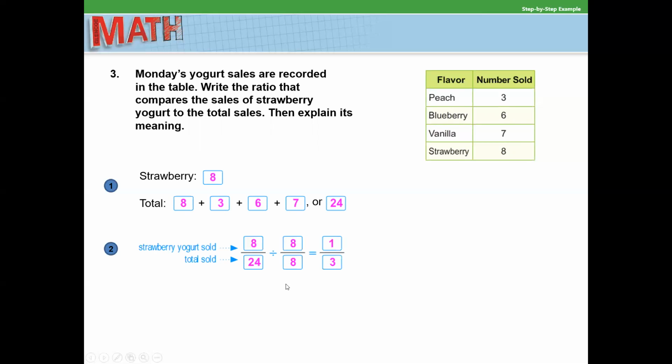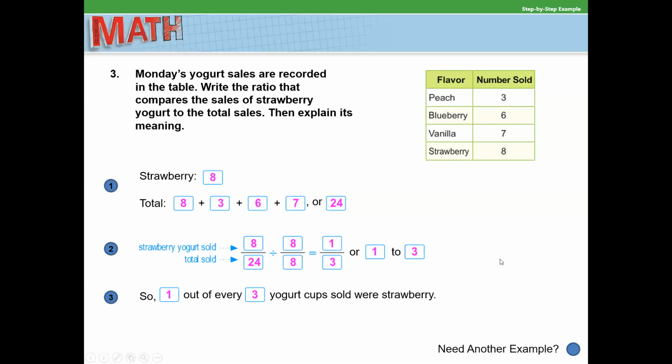You divide by the greatest common factor of 8 and 24, which is 8, and we get a simplified ratio of 1 to 3. So 1 out of every 3 yogurt cups sold were strawberry.